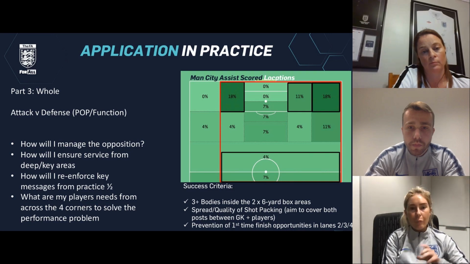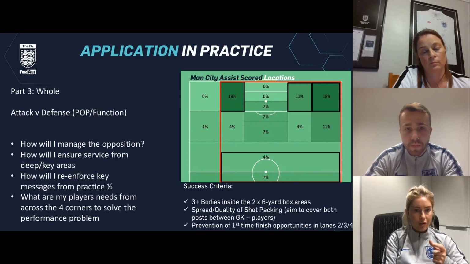How am I going to help players solve the problem of preventing goals from there? What can I do? What constraints can I put on? What challenges can I put on? What individual technical and tactical requirements and conversations do I need to have with certain players? And these are all the different things that we can't answer because we don't know the players. But just, again, some things to consider around what that might look like for your players in particular.